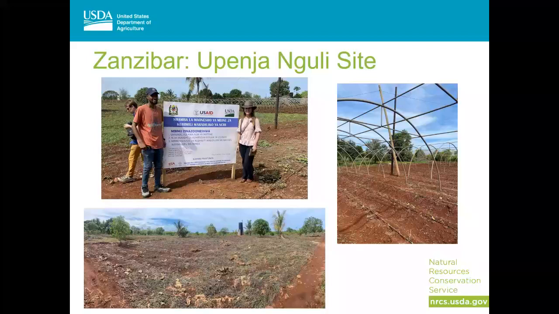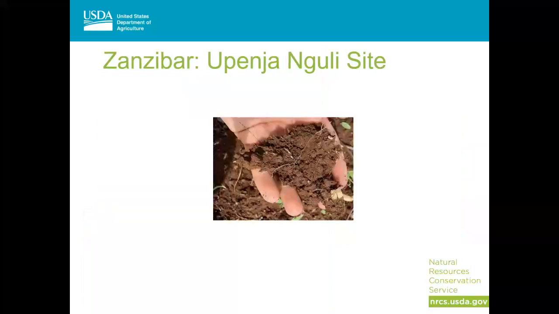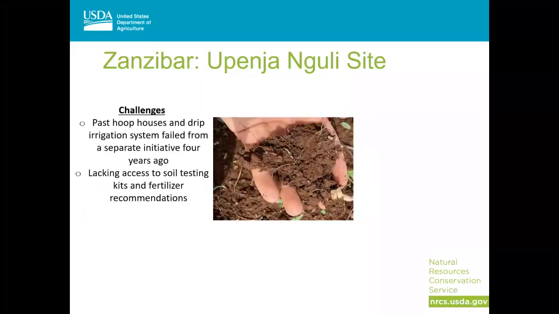And one kind of unfortunate thing about this site was there was an initiative about 4 years ago where they got these hoop houses and drip line. And when we got there, we were asking, okay, are we going to fix this system or are you just getting the new one? Because they were planning on installing the new drip system. And they basically were like, well, those systems failed and we don't really know what to do for fixing them. So those are some big challenges.